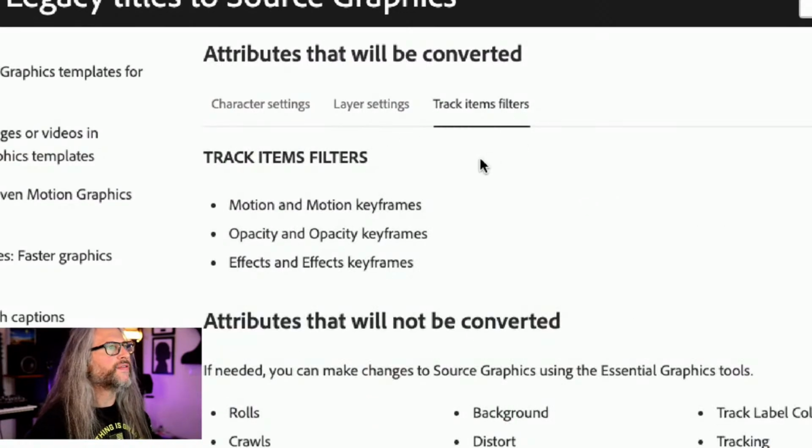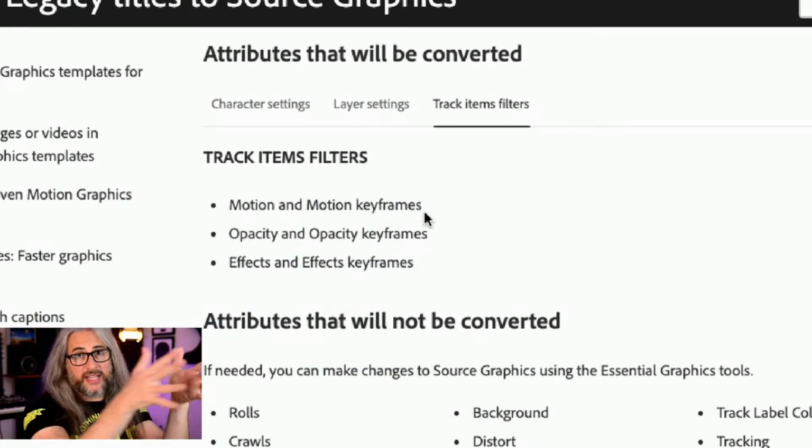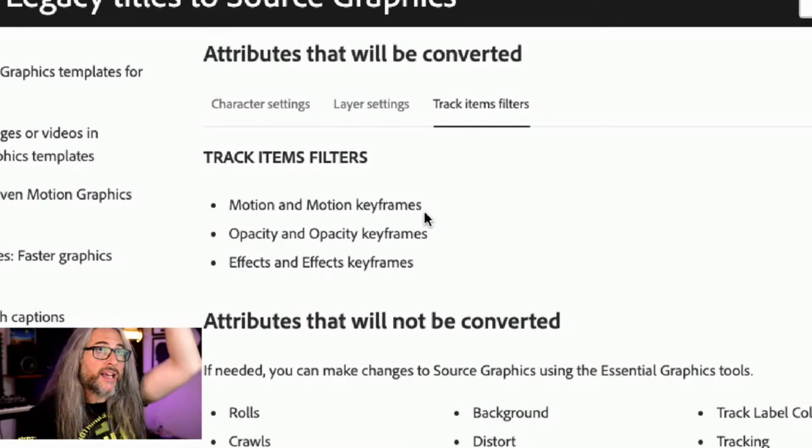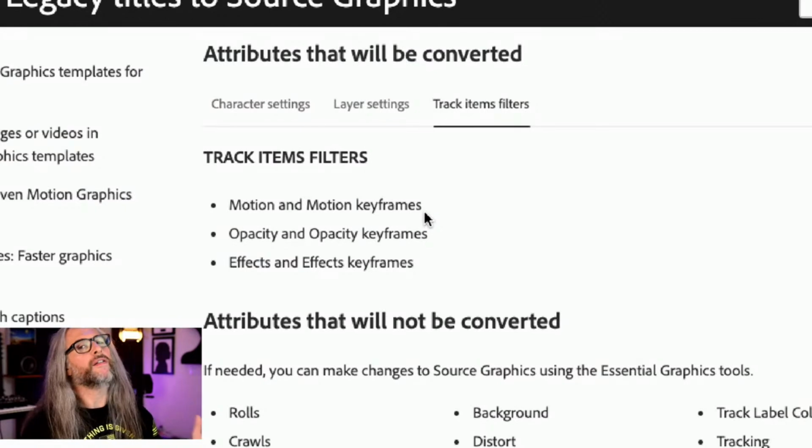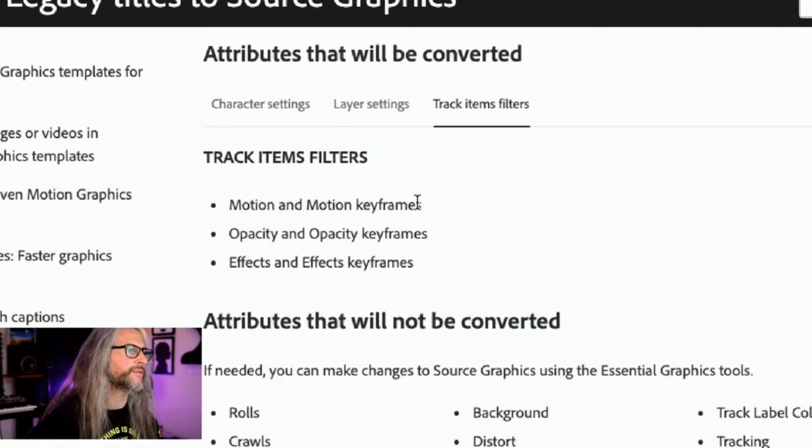Okay, track items, filters, motion and motion keyframes. So again, the text flies in from the left, flies in from the right, from top, from bottom. That all carries over. That hasn't changed. We're still doing it exactly the same. Opacity keyframes, effects keyframes. None of that has changed.